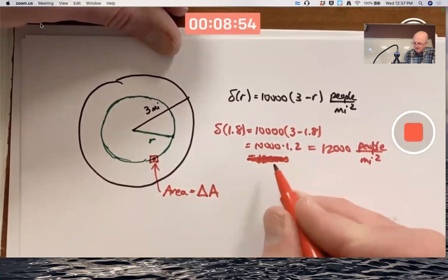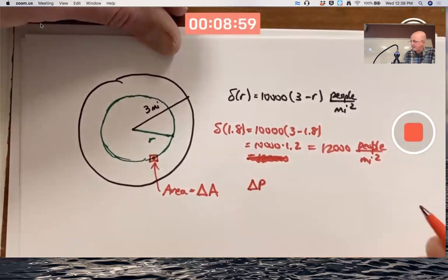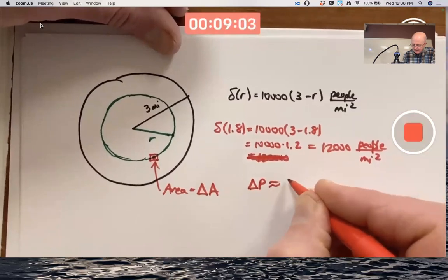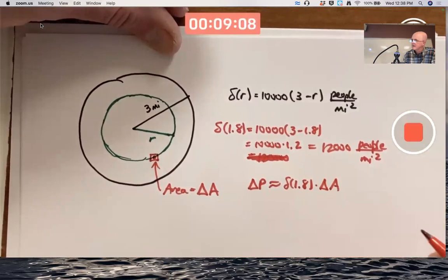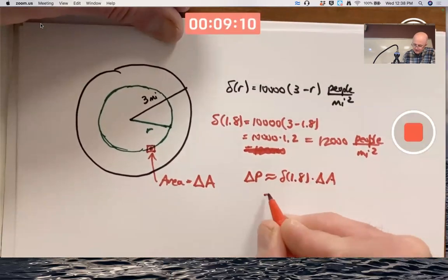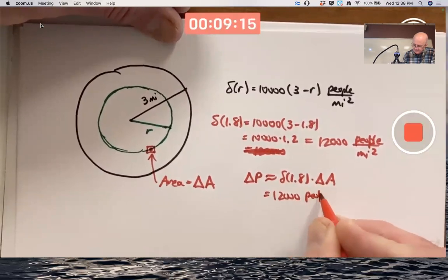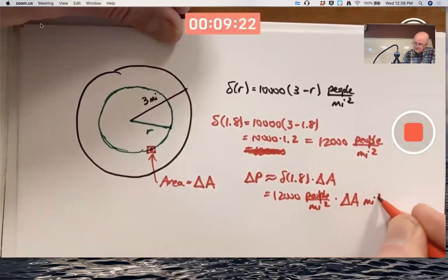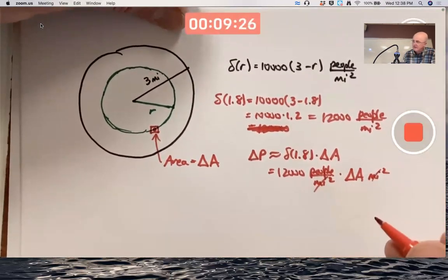What this fact is telling you is that the approximate small population in that small area is delta of 1.8 times the area. That would be 12,000 people per square mile times the area, delta A, square miles. And the square miles would cancel, and you'd be left with units of people.